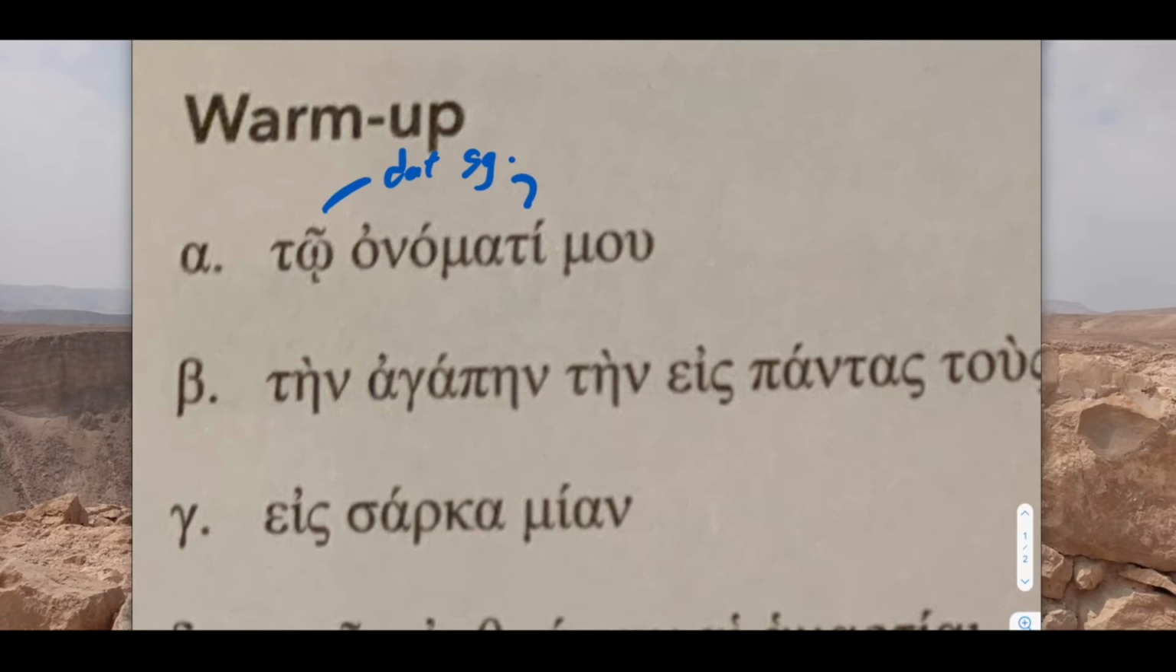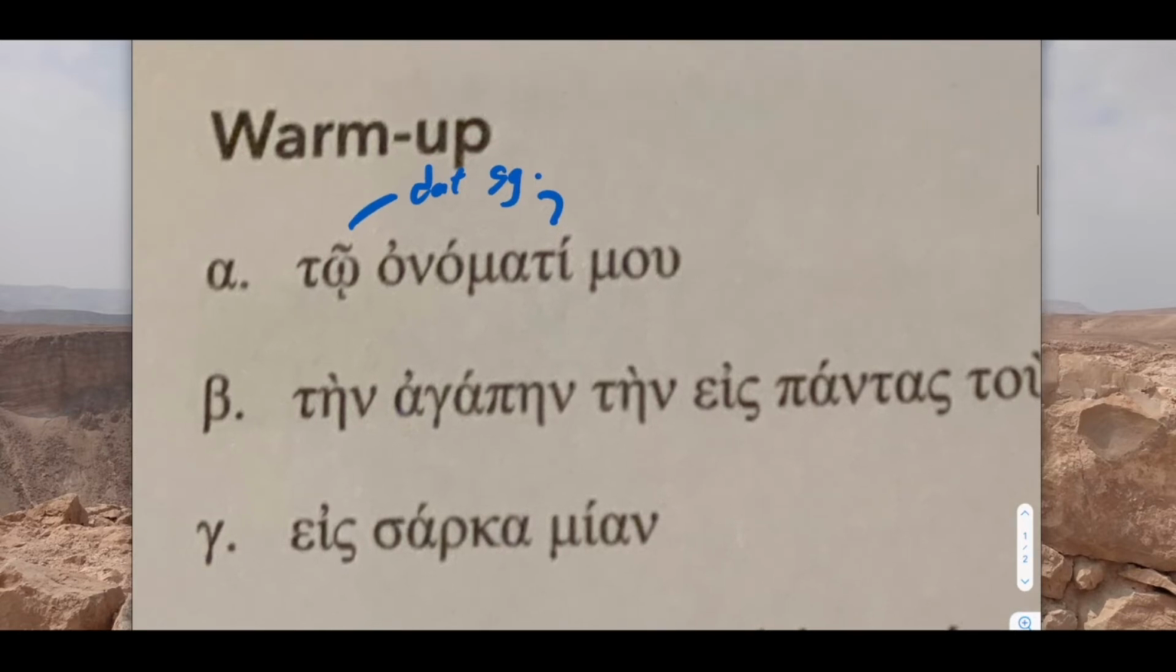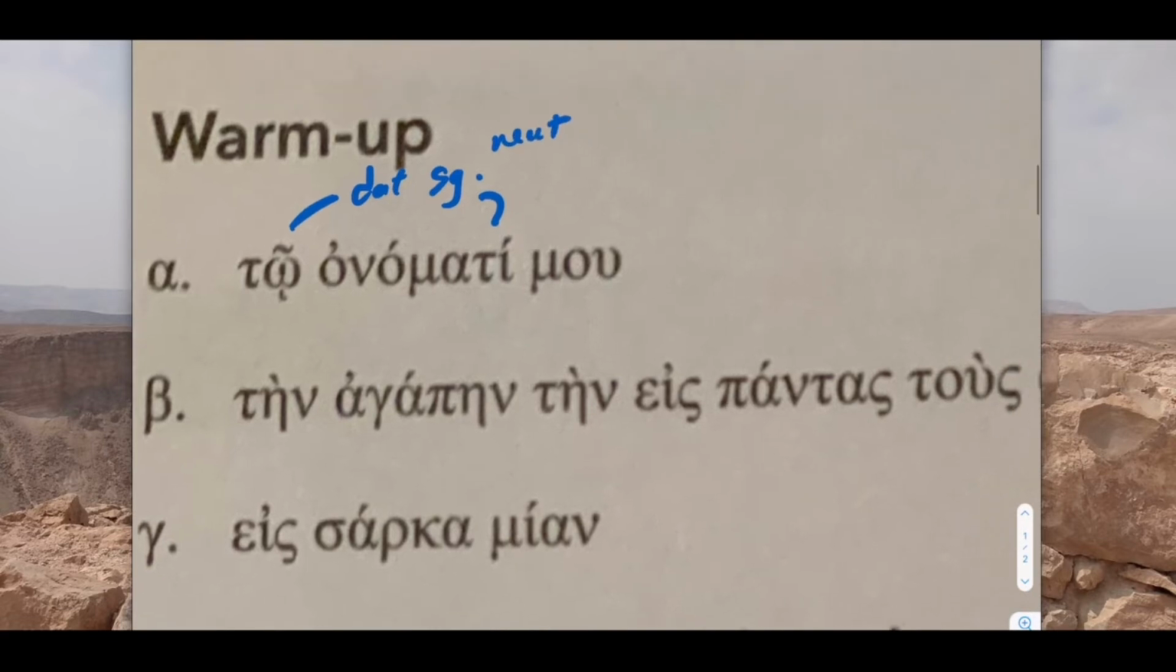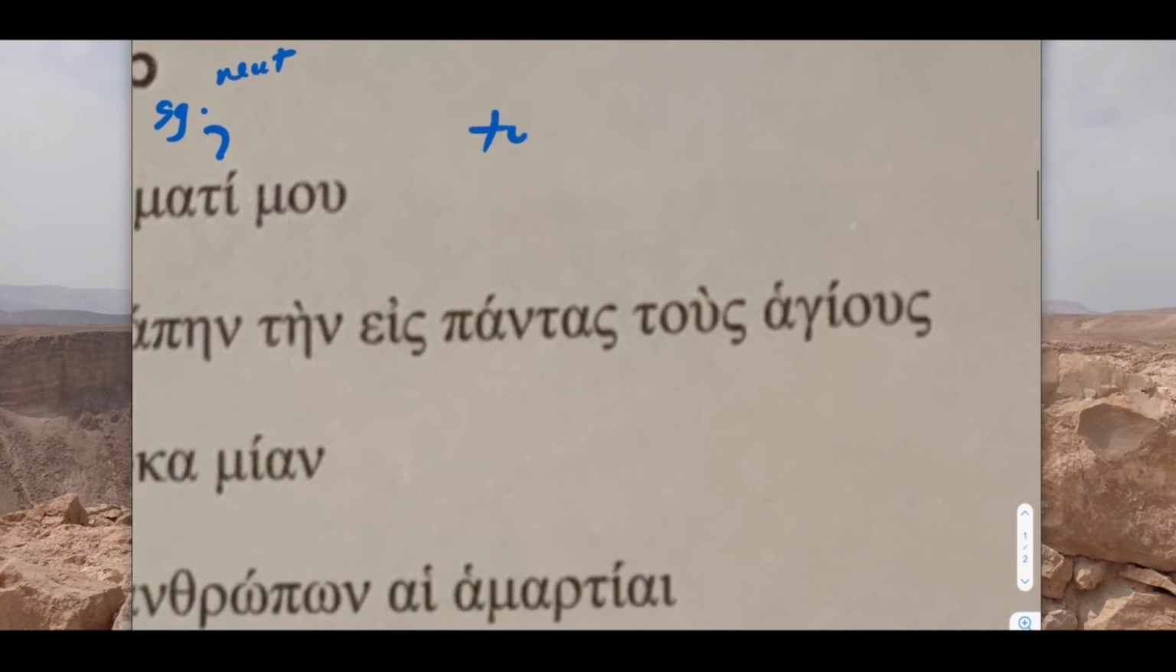To onomati. One thing we haven't determined yet is the gender, because to is our second declension, right? Dative, singular, but is it masculine or is it neuter? Well, this is where vocab work helps. If I know that onoma is neuter, then I know that the definite article here is neuter also. So yeah, it's actually neuter.